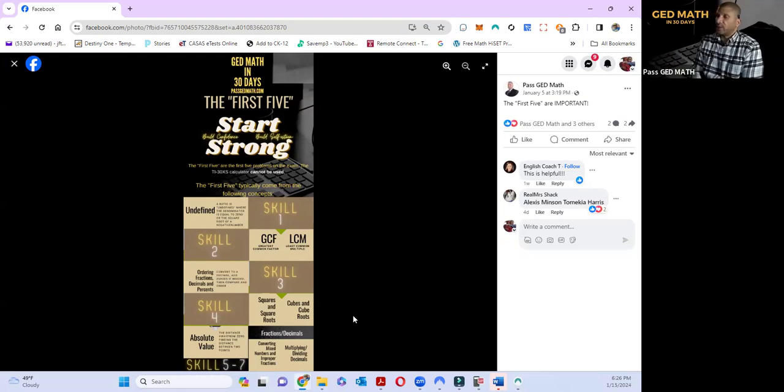And the last ones, skills 5 through 7: converting mixed numbers to improper fractions and improper fractions to mixed numbers, and multiplying and dividing decimals. Okay, so those are where they usually get your first 5 from.